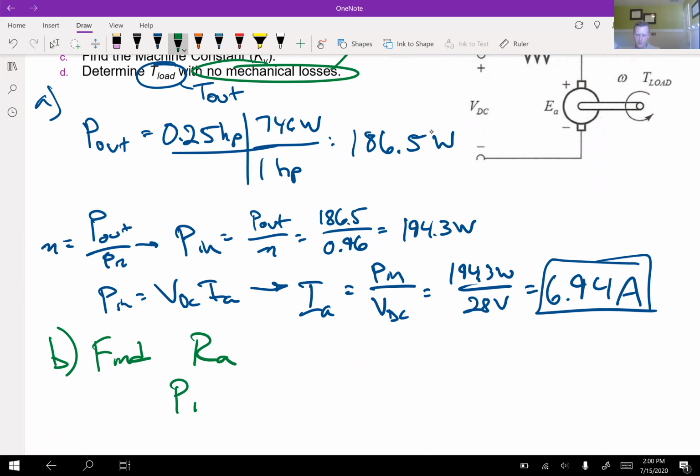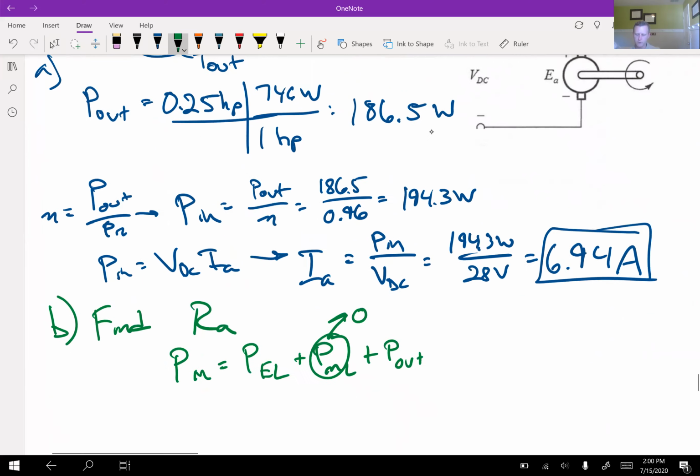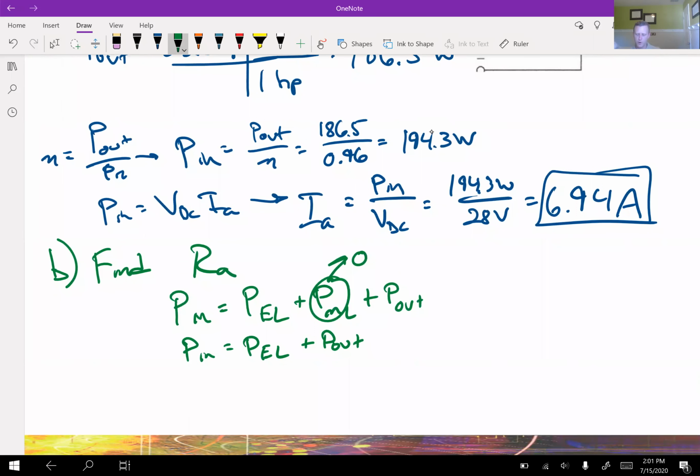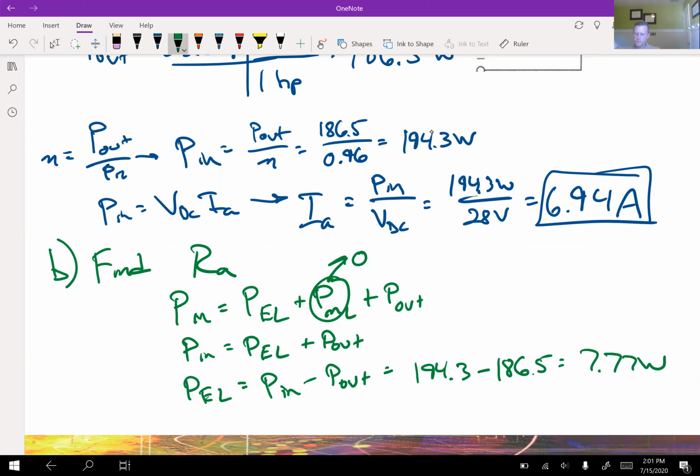At the bottom of the power flow diagram, it says P in equals P electric loss plus P mechanical losses plus P out. And it says no mechanical losses, so that one's 0. So my P in equals P electric loss plus P out. Now I have those other two parts, so I can solve for P electric loss, which is P in minus P out. P in was 194.3, P out 186.5, and what I'm left with is 7.77 watts.